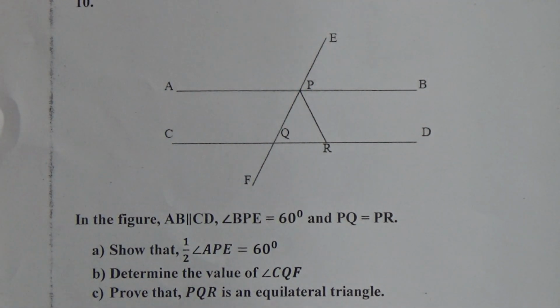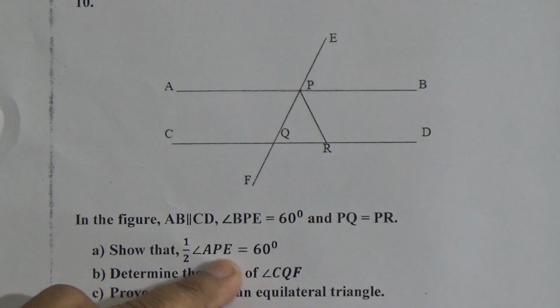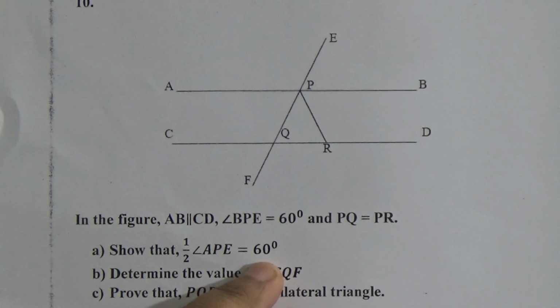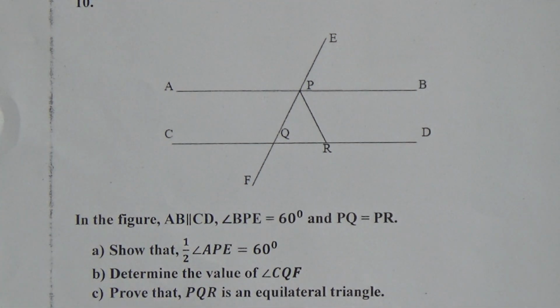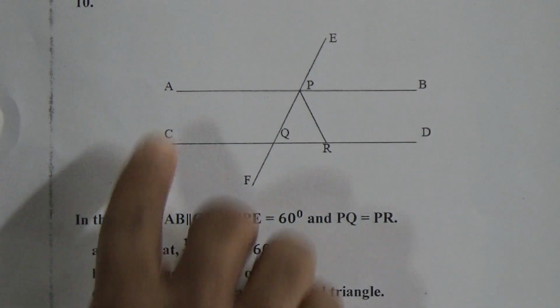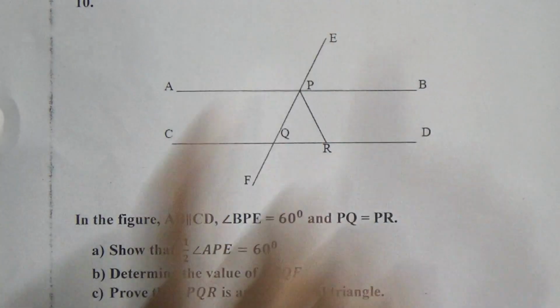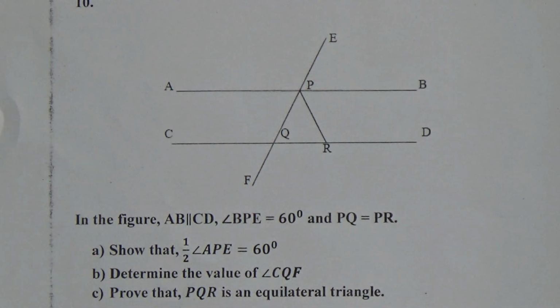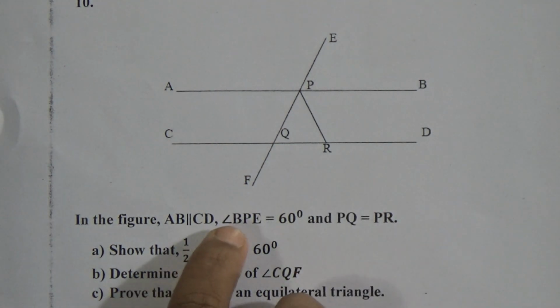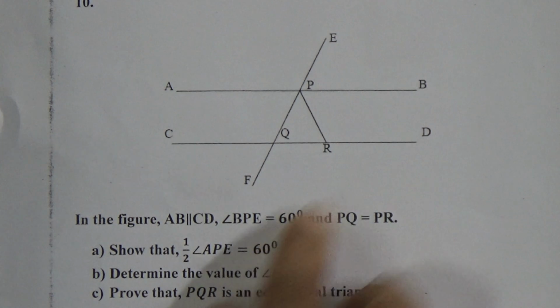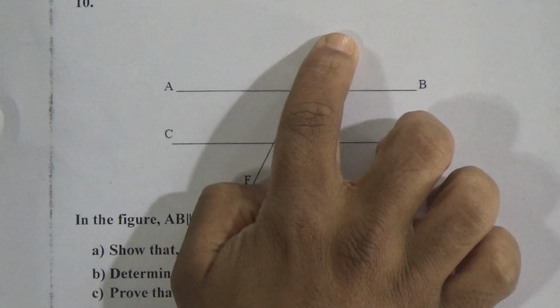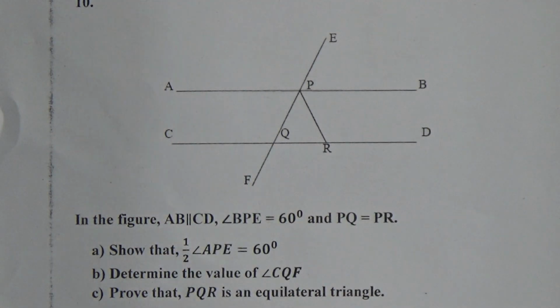That means all three sides of this triangle are equal to each other. Now we will solve activity A first. Activity A says half of angle APE equals 60 degrees. To find this, at first we need to find the value of angle APE. For that, given that angle BPE equals 60 degrees, I have written it down.